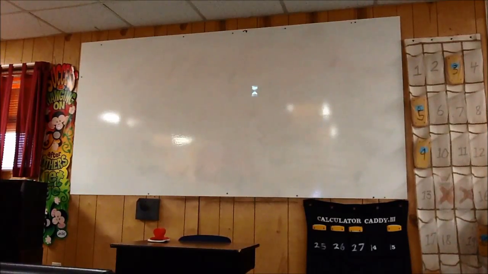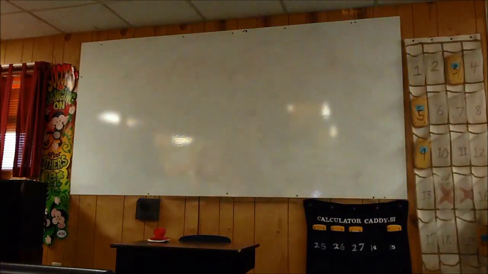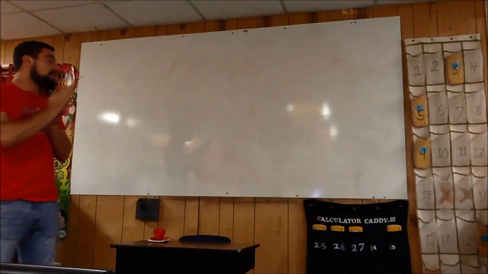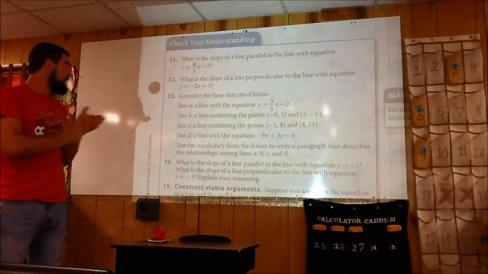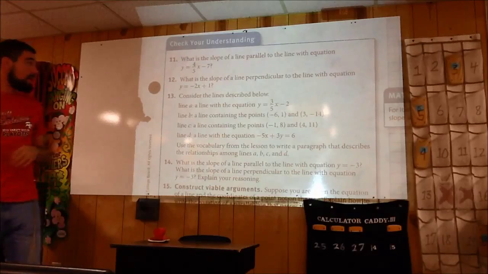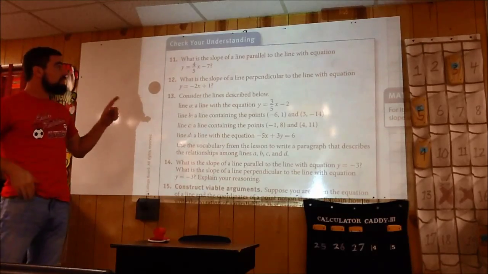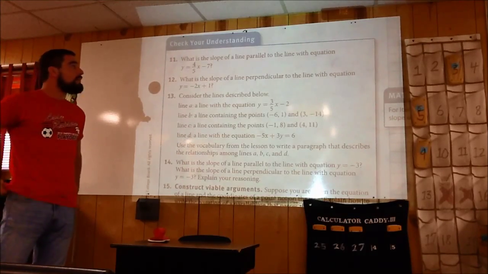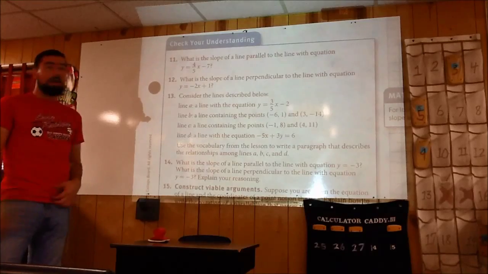Let's start going over these together. And again, this is on Springboard page 95. Looking at 11 through 15. Number 11 says, what is the slope of a line that is parallel to the line with the given equation y equals 4x minus 7?